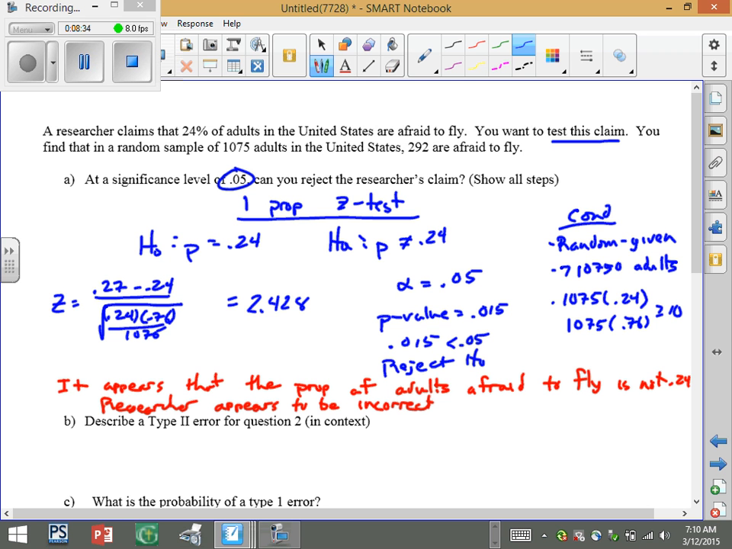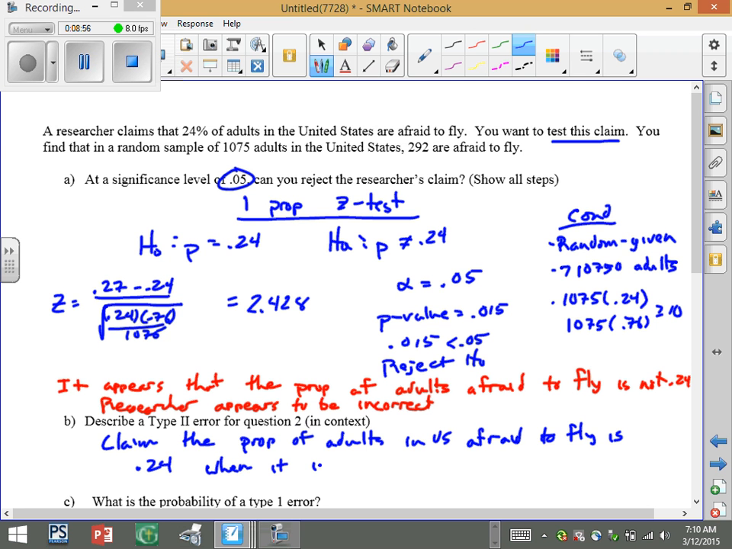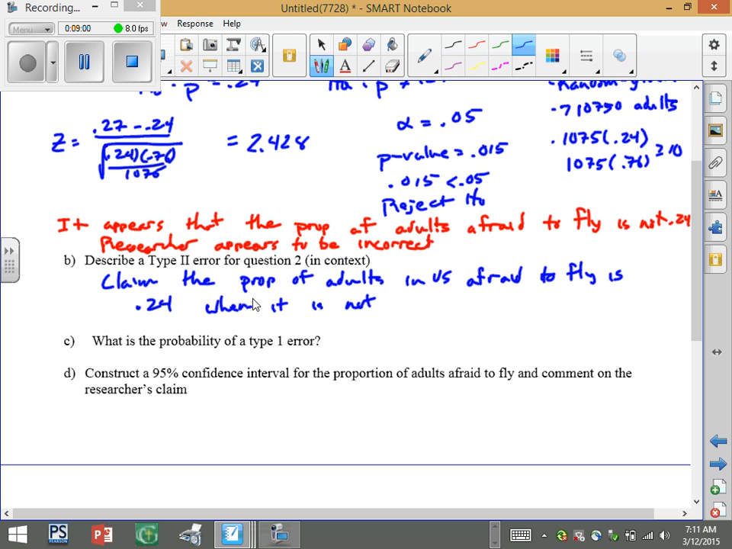So describe a type 2 error when we fail to reject the null. So we would claim the proportion of adults in U.S. afraid to fly is 0.24 when it is not. What's the probability that we make a type 1 error? So in this particular case, they told us, hey, alpha is 0.05.